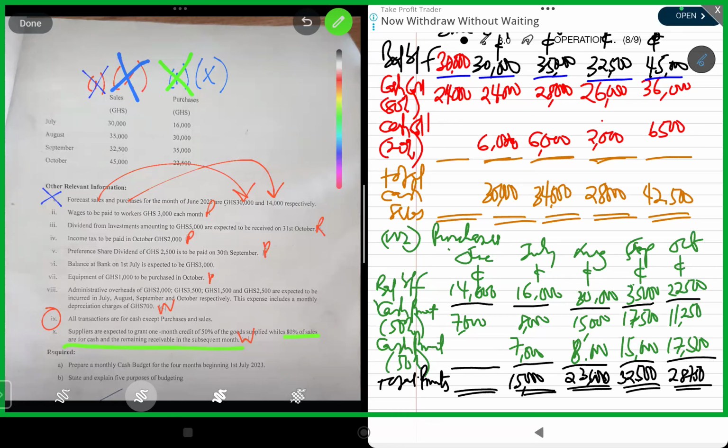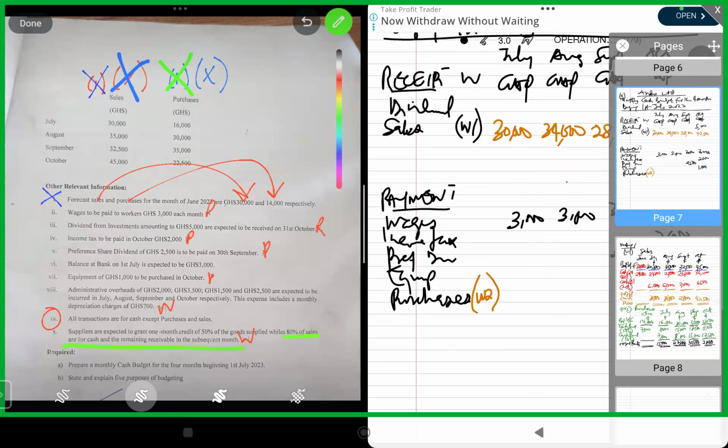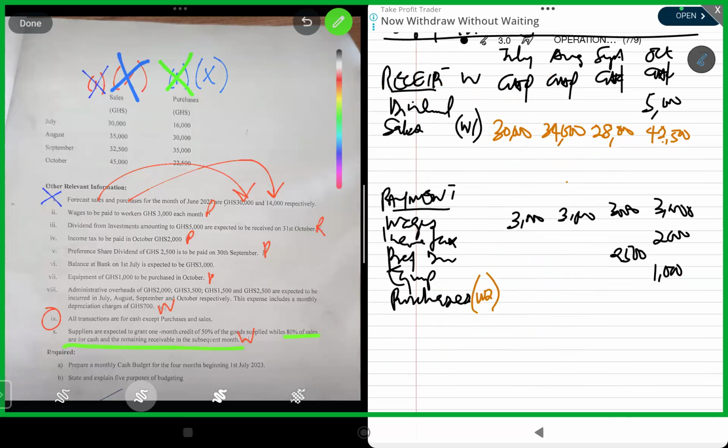So I'll go to the solution and record those figures in relation to the total payment, cash payments. If you don't underline the 14,000, the assumption will be that it is part of the cash payment. But that 14,000 is a combination of credit and cash sales. So it's not inclusive. So let me go to my purchases and I'm recording only the cash.